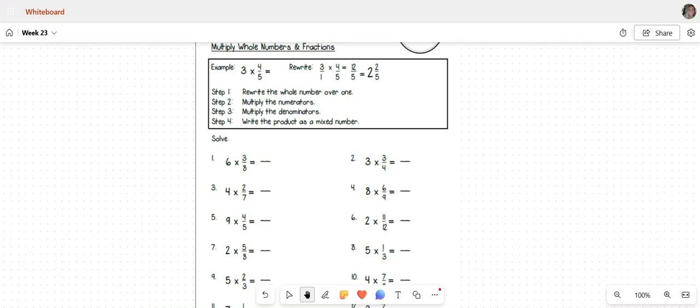All right, so it is Monday. We are still working on multiplying whole numbers times fractions. Let's do a quick review.